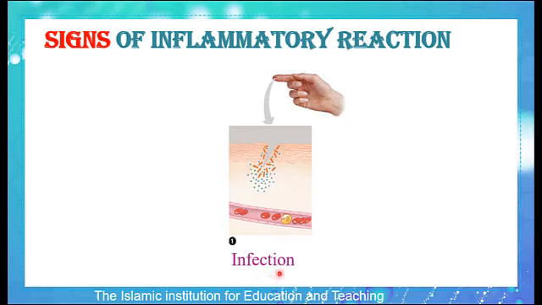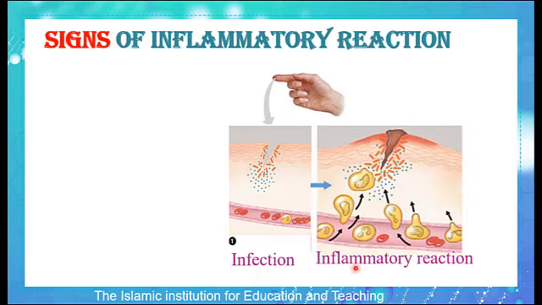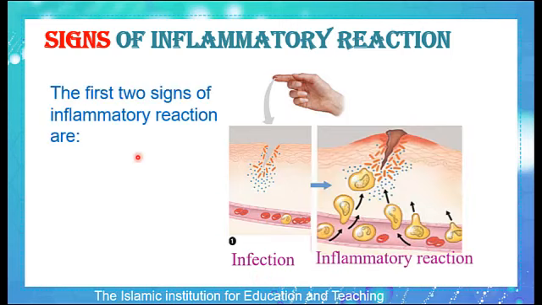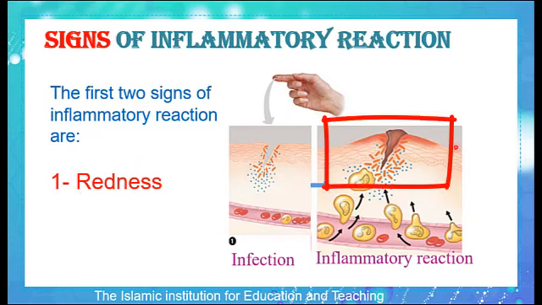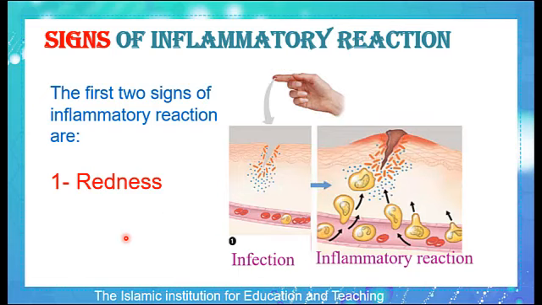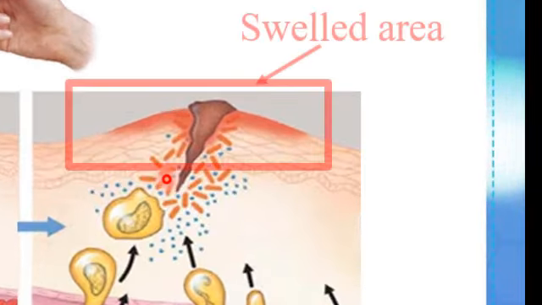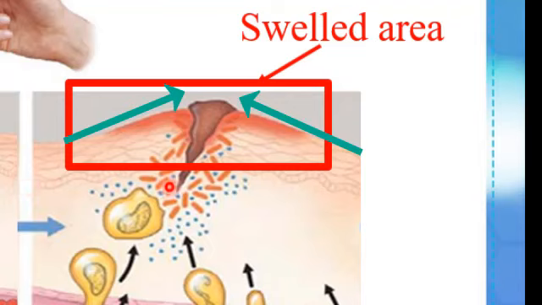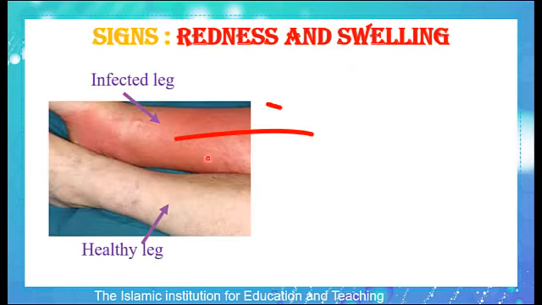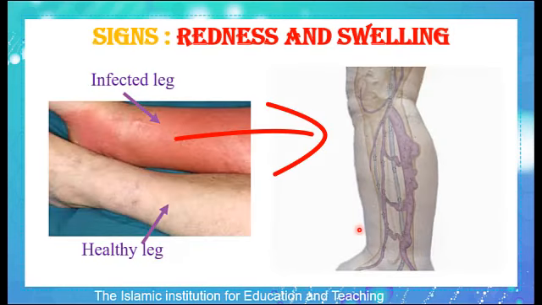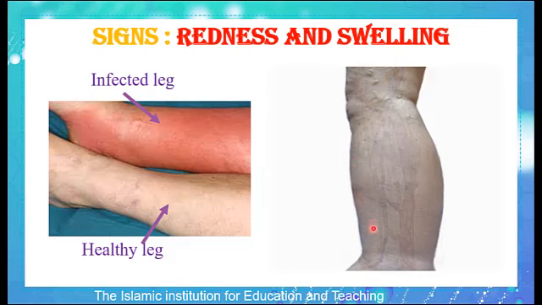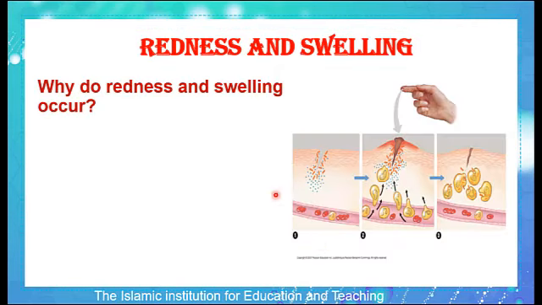Then, after infection, an inflammatory reaction occurs, showing some signs such as redness, which means the area around infection becomes red, and swelling or edema, which means the area around infection becomes bigger in size or swelled. Actually, this is what happens in an infected leg, causing redness and swelling of the leg. But why do redness and swelling occur?